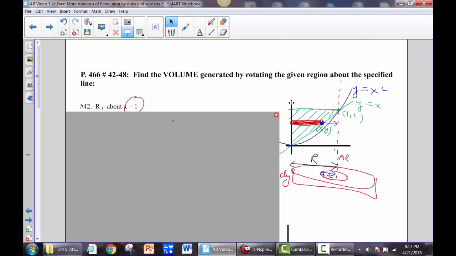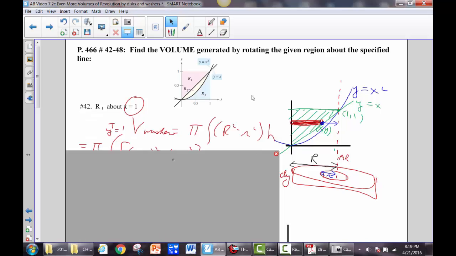Okay, generate the given region about the specified line. So what they have is the region; actually, let me pause and pull this up from the textbook. Okay, so here's the graph from the book. We have our curve y equals x squared, which is the parabola, and then you have the line y equals x, which is this green line. Now, it's saying take that region and rotate it about, oh, R1, okay. Let me fix this a little.